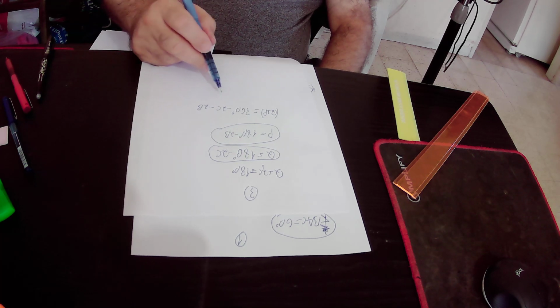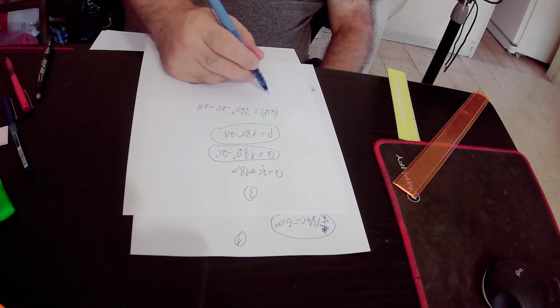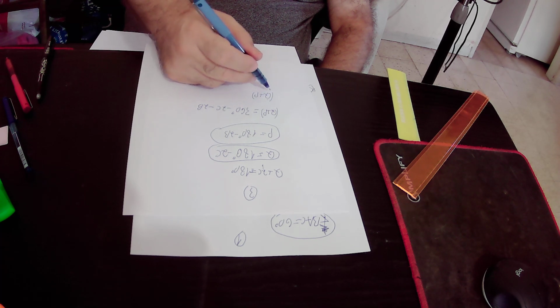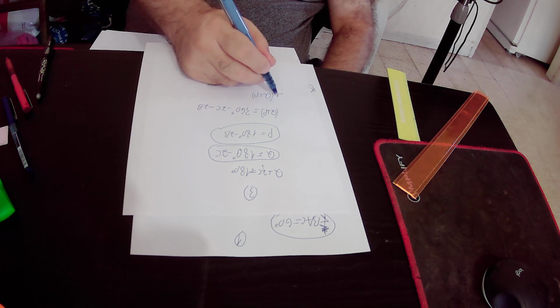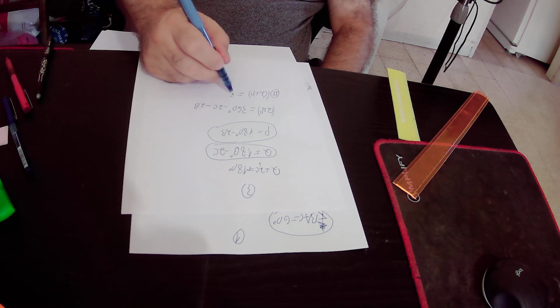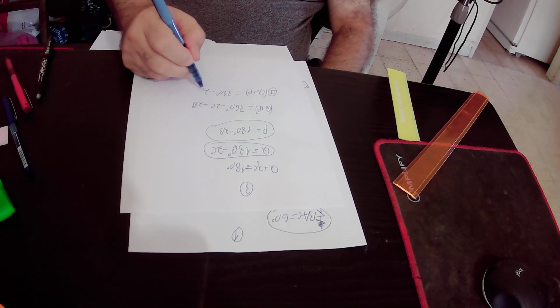Here we will take minus 2 as a common factor of this expression, and we will get that Q plus P, that will be equation number 2, Q plus P equals 360 degrees minus 2 times (B plus C).